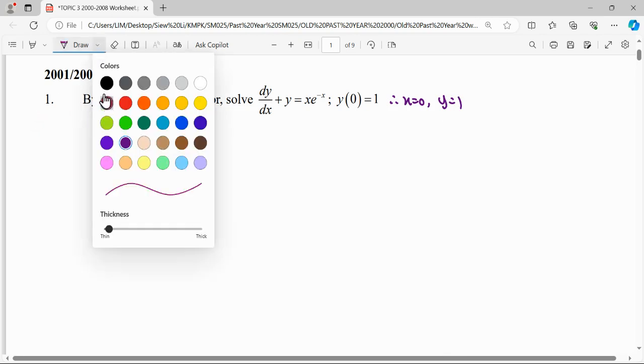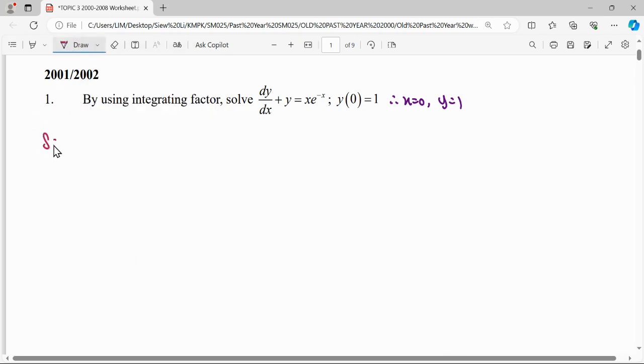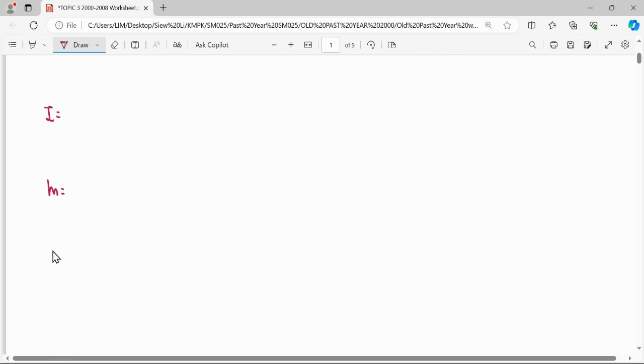By using integrating factor we follow the steps here. What we need is the method of simplifying to the standard form, writing it into the standard form, then finding the integrating factor, then doing the multiplication to the standard form, writing the product rule, so that we can integrate both sides, and we can get the general solution and particular solution.